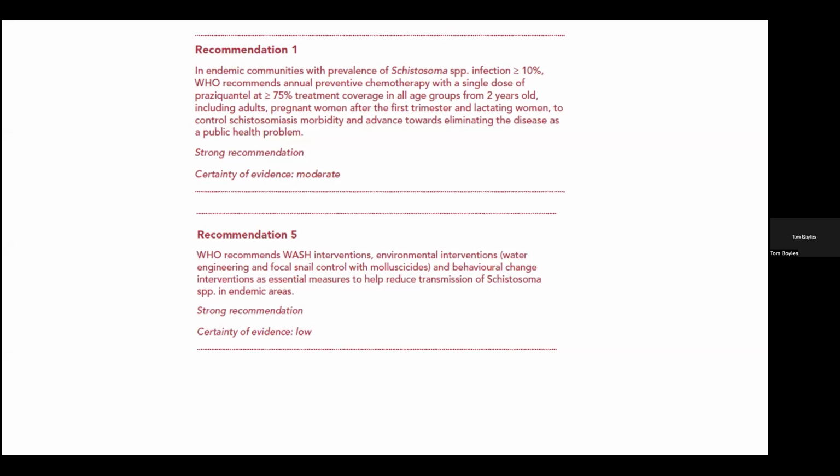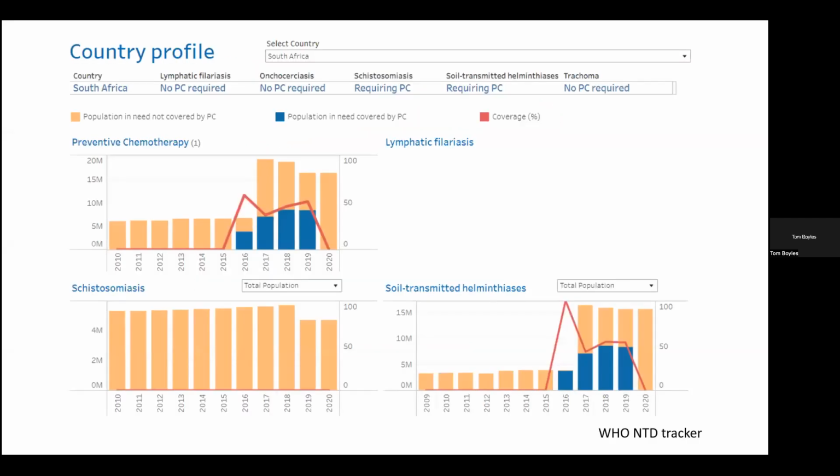So how are we actually doing in South Africa with controlling schistosomiasis? We should essentially have eliminated it as a public health problem. Well, you can go to the WHO NTD tracker, as I did this morning, and type in any country you like. It will tell you how that country is doing: in this yellowy color, the population that needs to be covered by PC, preventative chemotherapy, in blue bars, the population actually covered, and in red, the percentage.